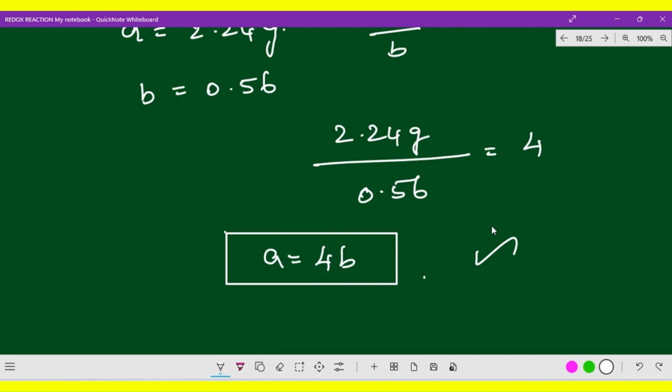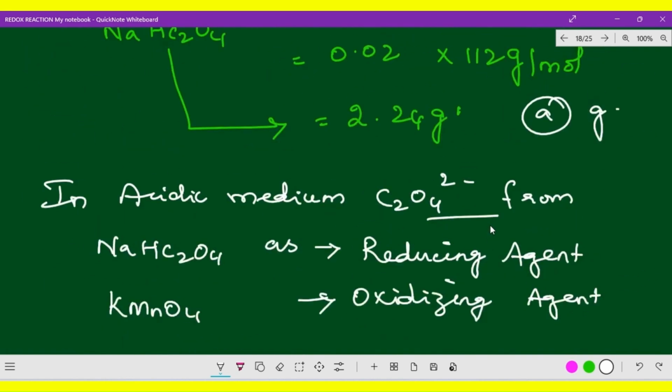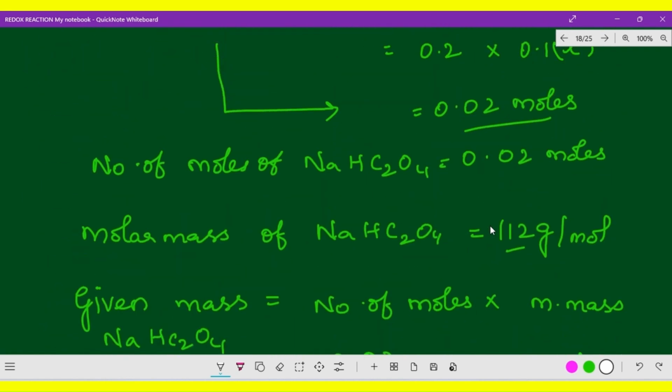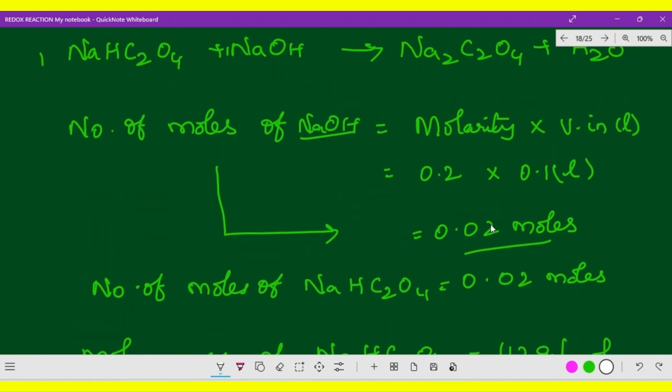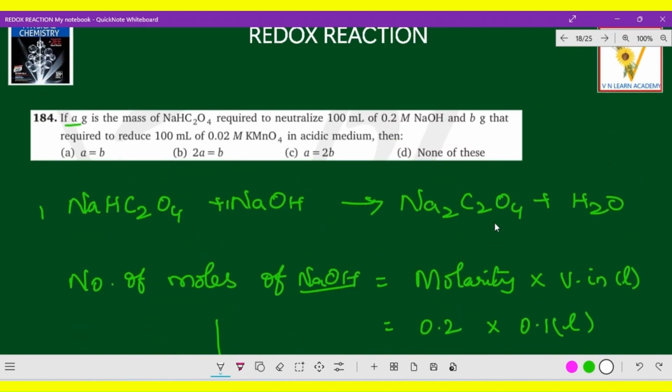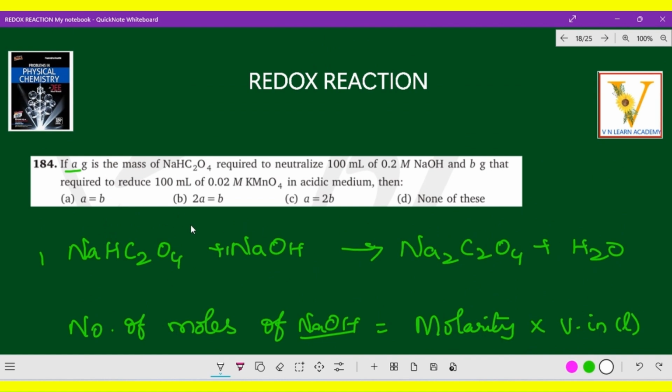Okay, so now let us check the answer. I hope you got the idea of how to identify. All these questions are based on ratio, molar ratio, number of moles ratio, comparison questions. So A equal to B, this is not the correct one. 2A equal to B, this also is not. A equal to 4B, they might have given this option, but that option has not been given, so the correct option is none of these. I hope you got the clarity about this question.